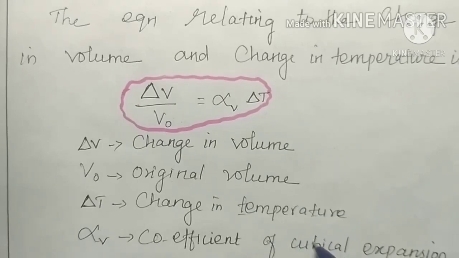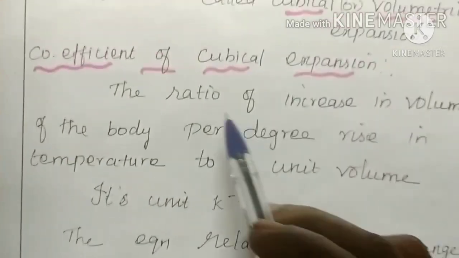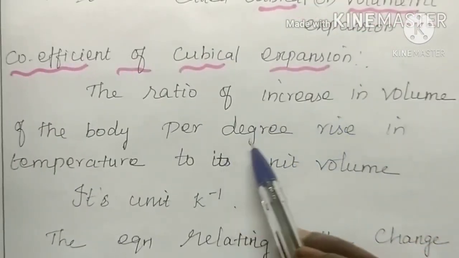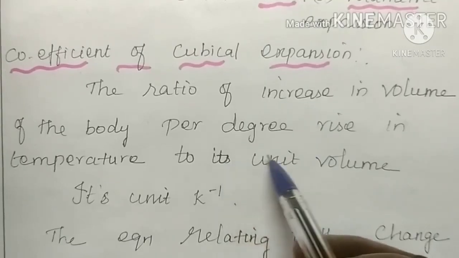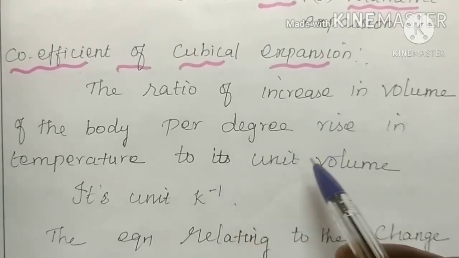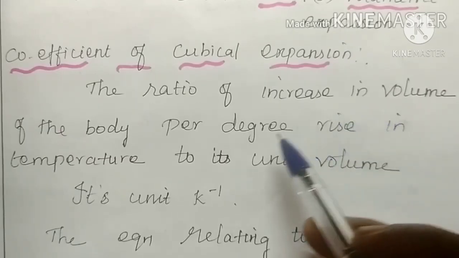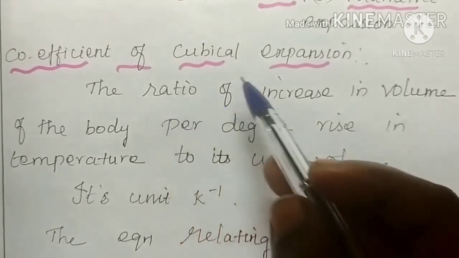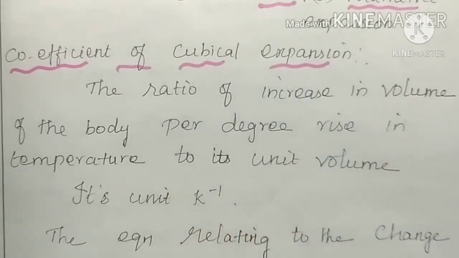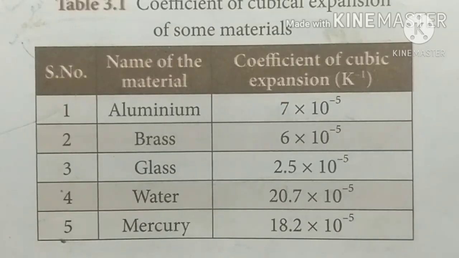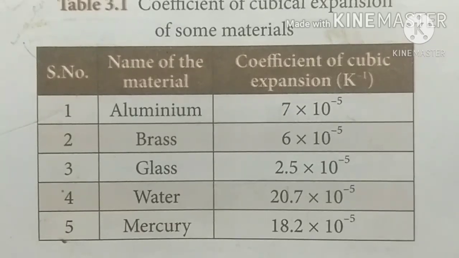So what is meant by the coefficient of cubical expansion? It is the ratio of the increase in volume of a body per degree rise in temperature to the unit volume. For one unit of volume, how much it increases per degree rise in temperature is called the coefficient of cubical expansion. So far we have learned the three types of expansion in solids: linear expansion, superficial expansion and cubical expansion.